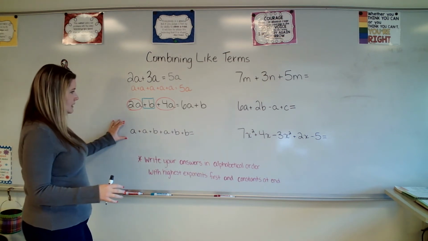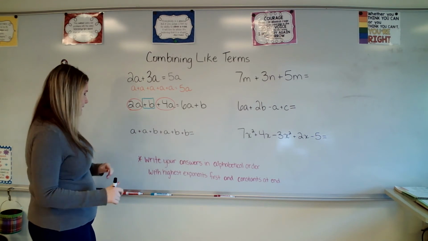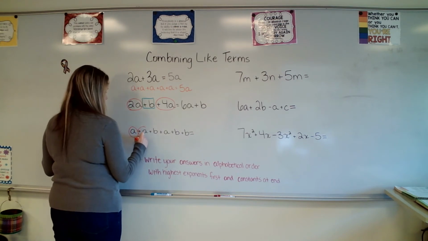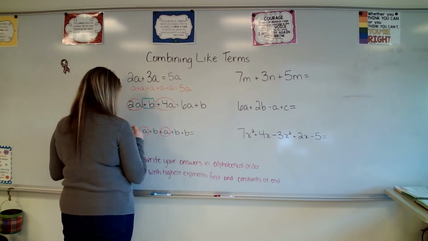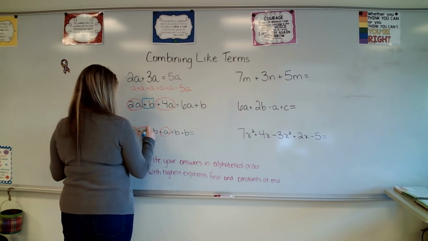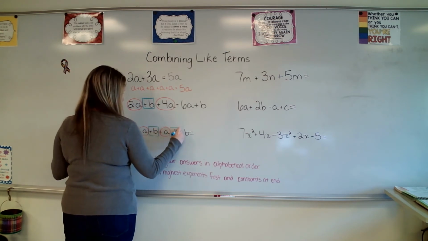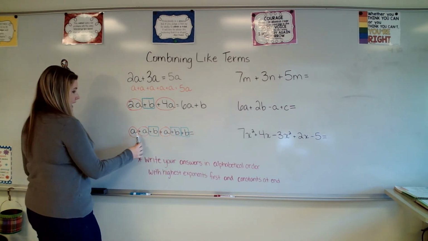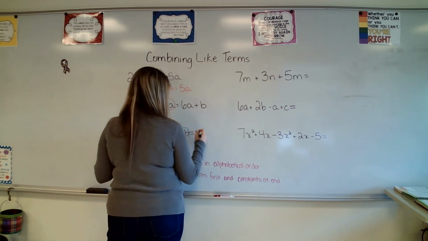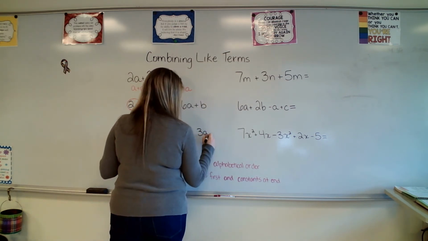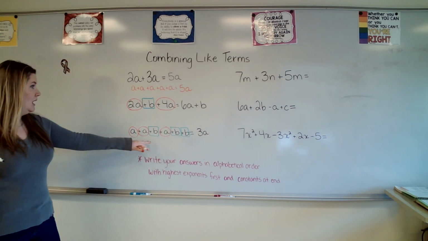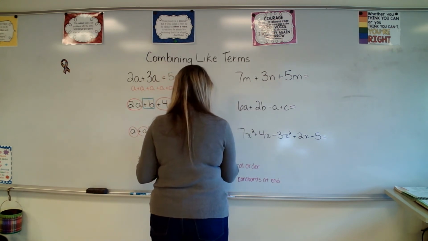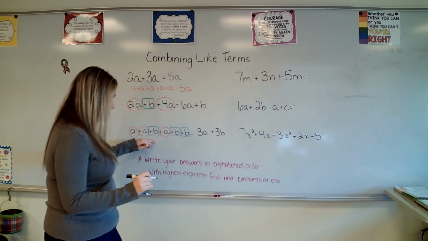Okay, let's look at this next one here. Even if I have more than 2 of the same thing, they can all be combined. So I'm going to circle all my a's. I'm going to box in all of my b's. And now I'm going to simplify. I have a plus a is 3a. Again, I did a's first because that's what comes first alphabetically. I have b plus b, which equals 3b. And there are no other terms, so I'm done.